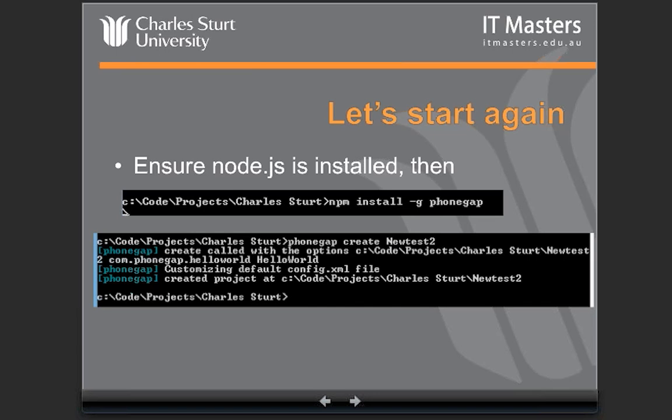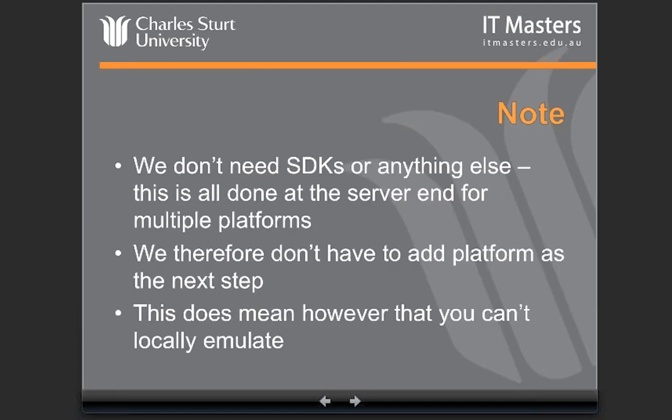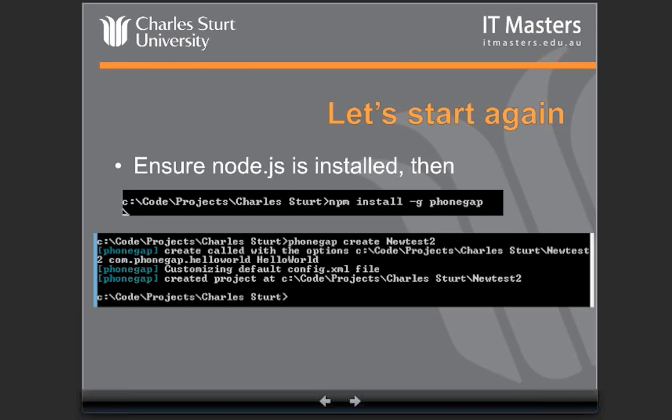Now, this is another example. If you compare it to the commands I typed before, you can also use this one. There are a few different ways to do it. In this case, this will actually create our folder if it doesn't exist and put everything into it. So here we've got new test 2 as opposed to new test 1 that we had before. Okay, so we don't need the SDKs. We also don't need to add the platform in, because remember when we were typing all these commands before to add the Android platform, that's because we were going to be building locally and emulating Android locally.